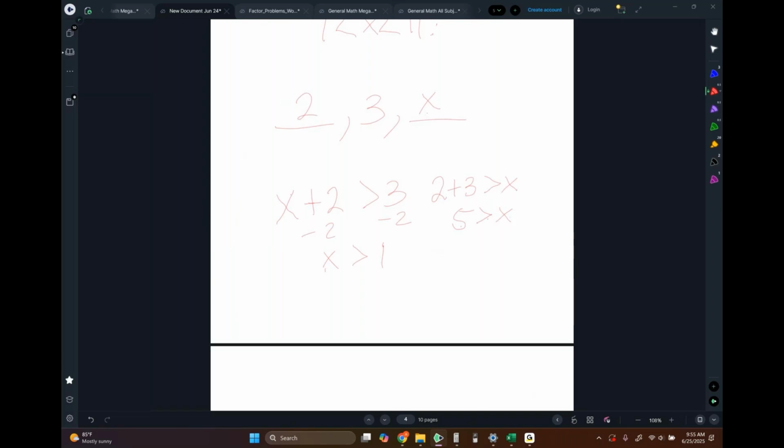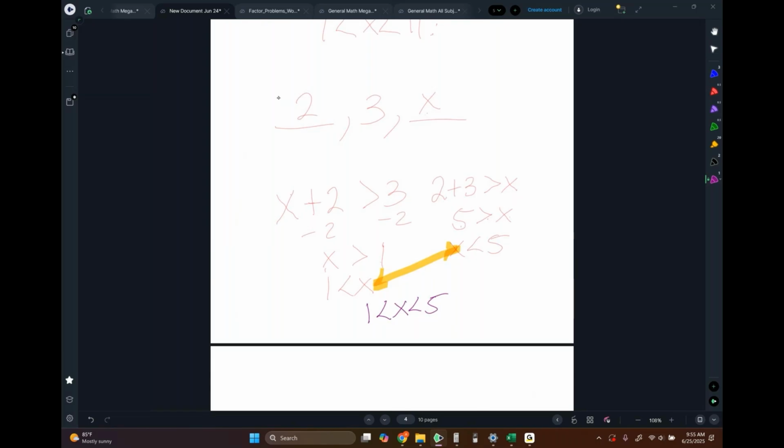Okay? X is greater than 1, but 5 is greater than X. Yeah? I like my arrows going to the left. So I'm going to rewrite this one as 1 is less than X, and X is less than 5. And then what I can do here is bring these together. See how they're both X there? So I can say 1 is less than X is less than 5.